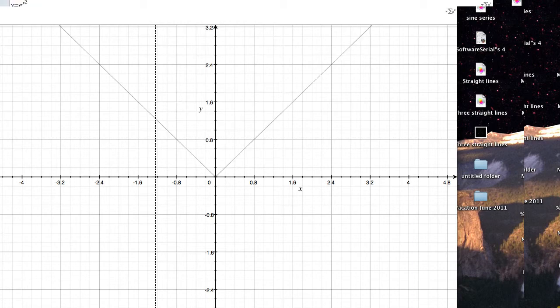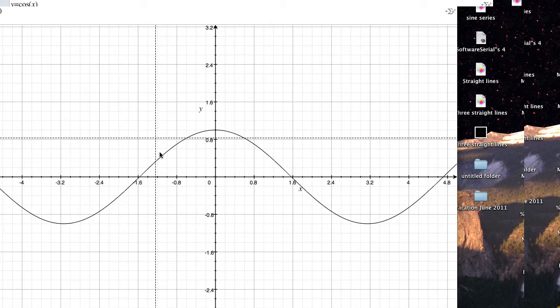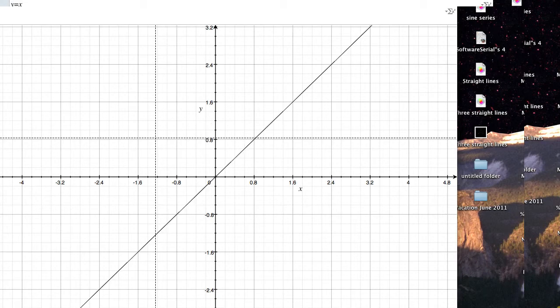Another example of an even function here is y equal absolute value of x. See that right up there. Again, symmetry reflected across the y-axis. That's an even function. Another example, y equal cosine x, right here, has symmetry reflected across the y-axis. That's an even function.